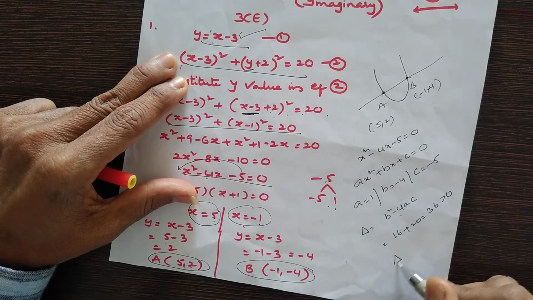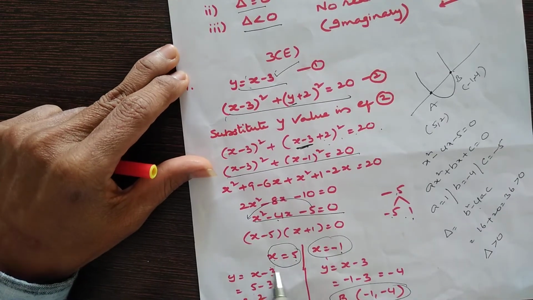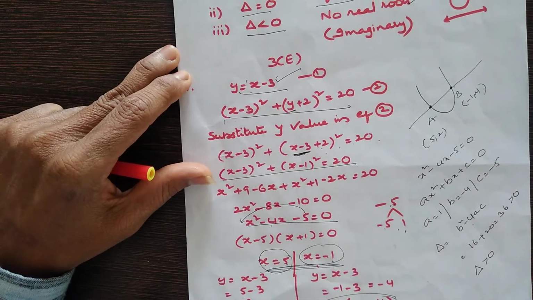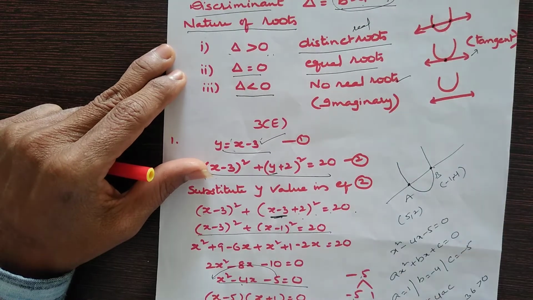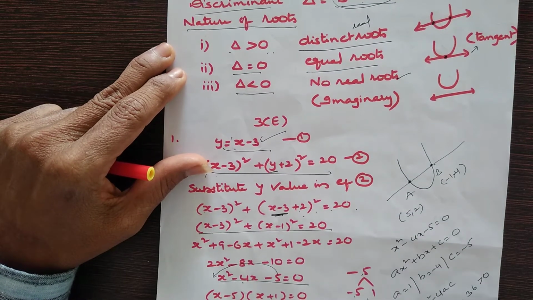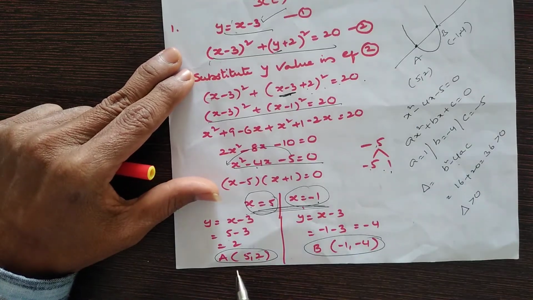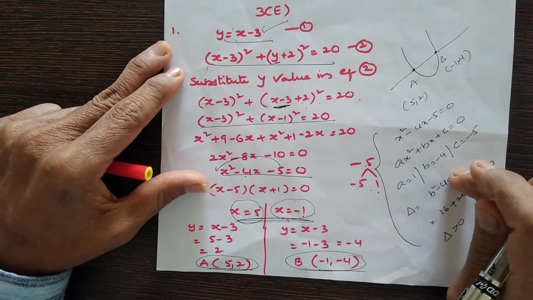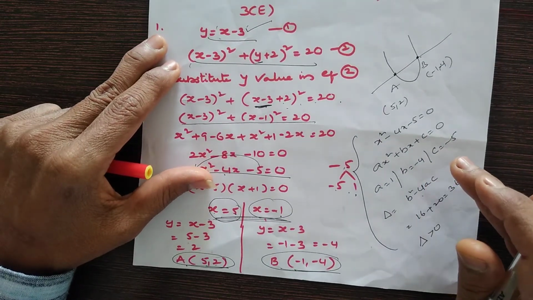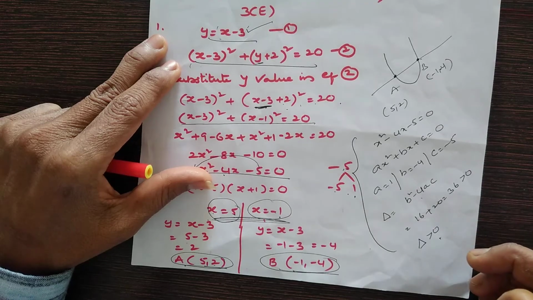If delta is greater than 0, it has distinct roots. So we got distinct roots only: 5 and minus 1, two distinct real roots. Like this we can check the nature of the roots. But in this problem they are asking us to find only the intersection points, so this one you need not find. This is for your understanding purpose. I explained how you can come to know whether the roots are real or not, by doing this.